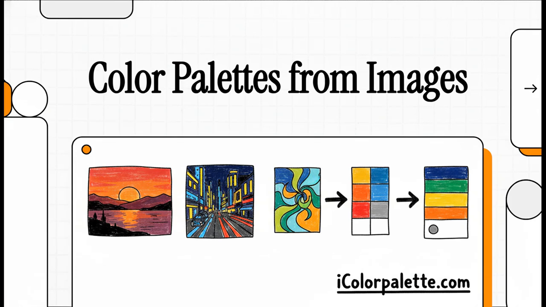You know that feeling, right? You see a photograph, maybe it's a stunning sunset, a cool city street, a piece of art, and you just wish you could steal its exact color story. Well, figuring out that perfect harmony of shades is a huge challenge for pretty much any creator. So today we're going to look at a tool that makes it ridiculously simple, iColorPalette.com.